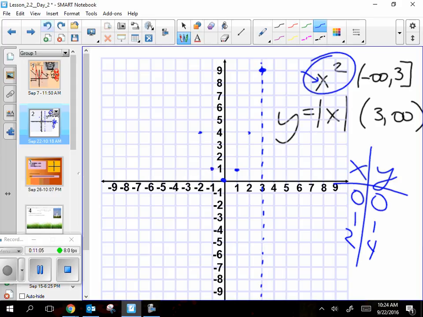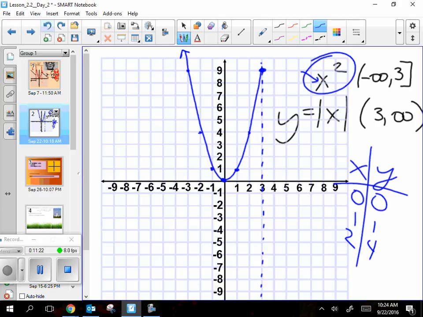Negative 3 squared is 9. And then it goes off the graph, so I may as well stop there. You want to do these all the way to the edge of the graph paper, so just keep going there in general. It has an arrow on this end, and does not have an arrow on that end because it stops right there.